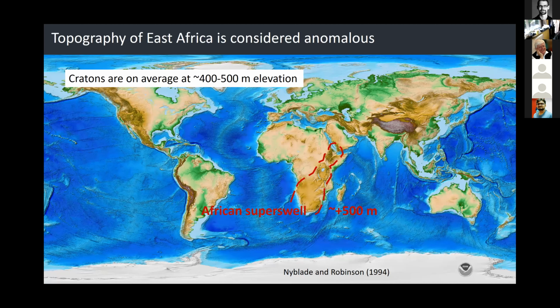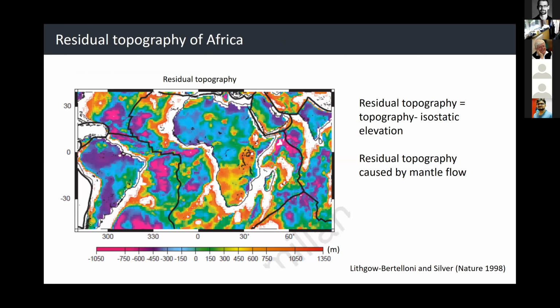Such dynamic or residual topography of the Earth's surface we can calculate, and it's basically the following. Residual topography or dynamic topography of Earth's surface is the elevation of the land surface minus the isostatic elevation, and isostatic elevation is the result of density changes or thickness changes as a result of tectonics, for example, or magmatism. This map here shows residual topography of the African plate. And as you can see from the scale, this residual topography of Eastern Africa today varies between about 450 and 1,000 meters. Such residual topography or dynamic topography is caused by mantle flow.